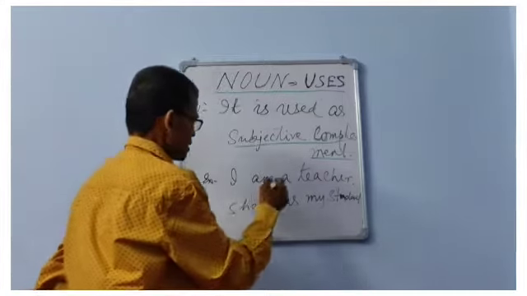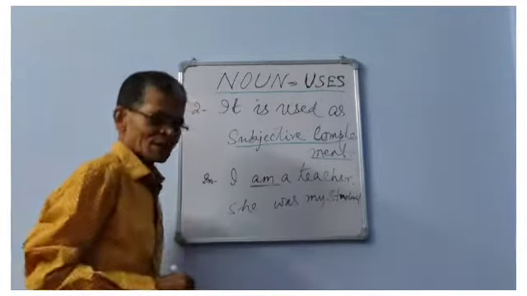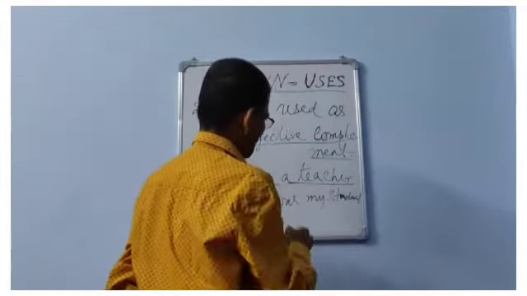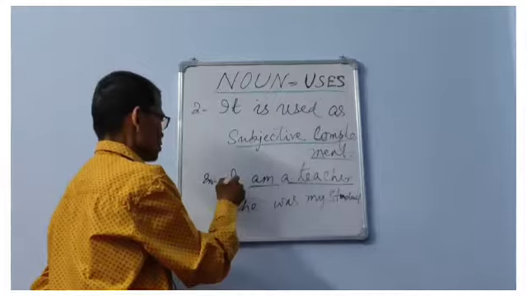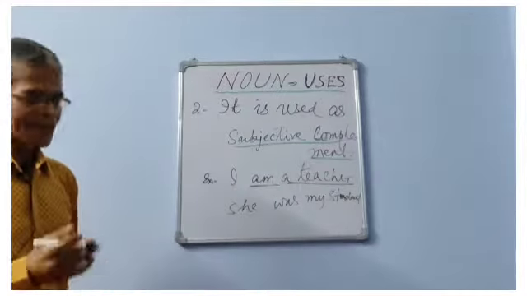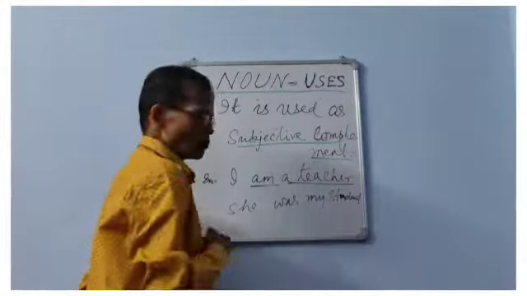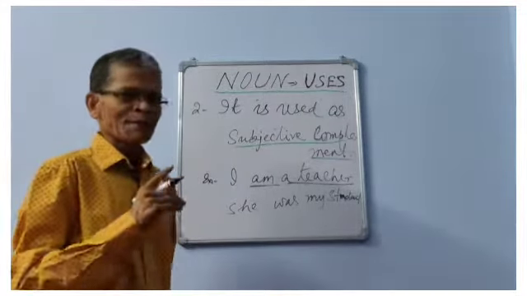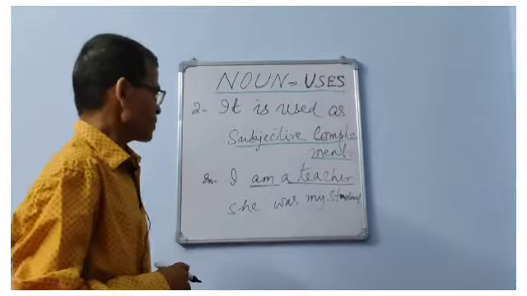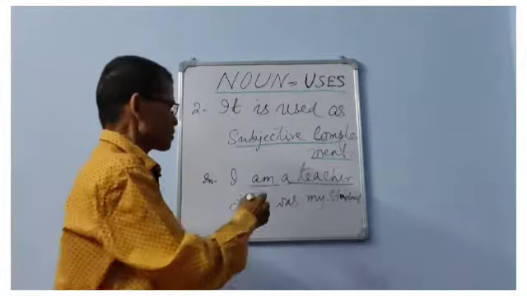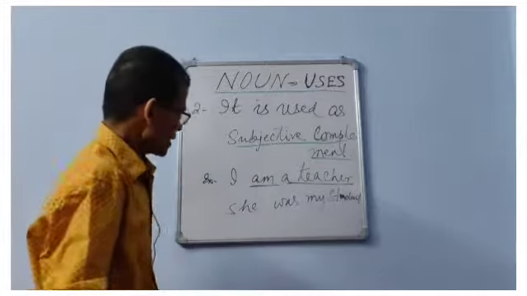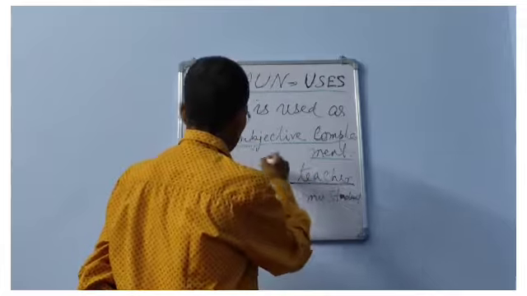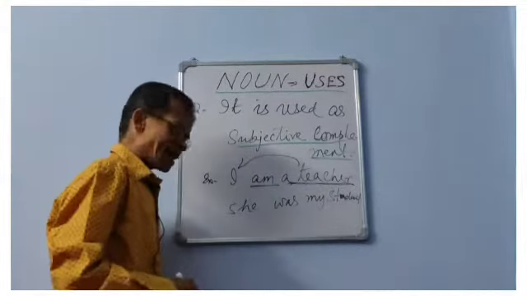Now here you see the link verb is am, and the complement is a teacher. A teacher refers to this I, and if we say I am, the sense remains incomplete. After be, become, seem, appear, grow, etc., the subjective complements are used. Here a teacher is the subjective complement. It tells something about this subject I.